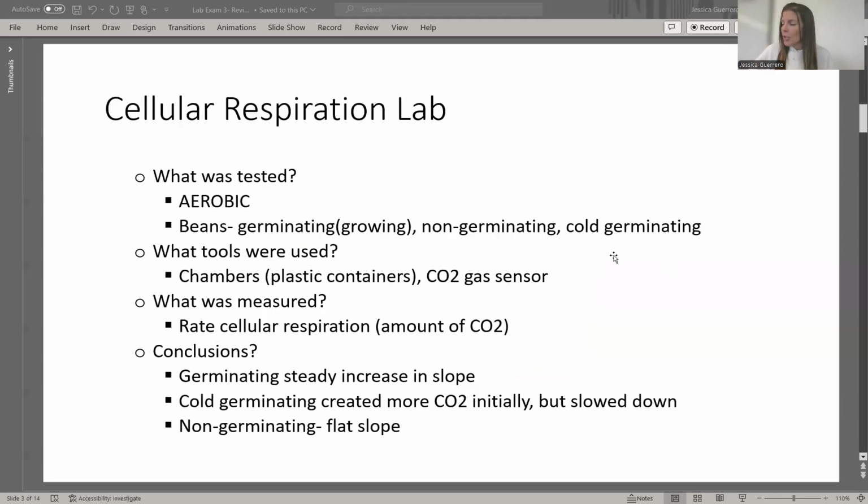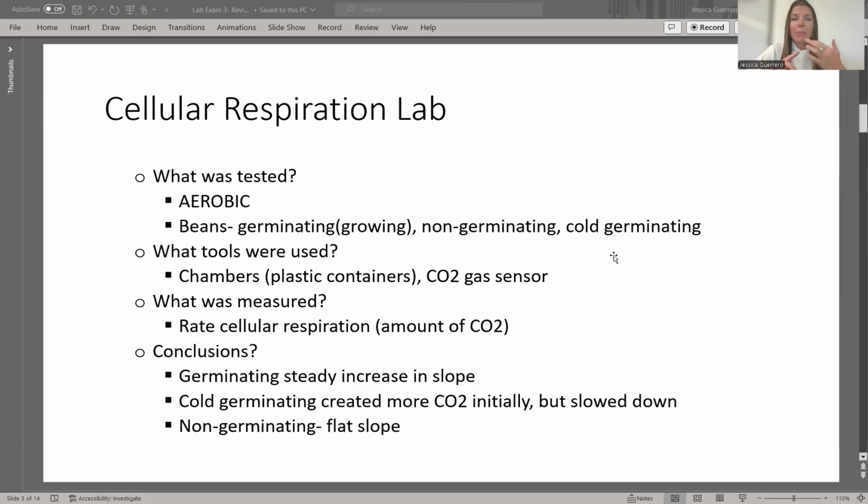In the cellular respiration lab, we actually had two of them. Half the class did one, half the class did the other. The first lab that half the class did was over aerobic respiration. Aerobic means that it has access to oxygen. So there's breathing, like there's nothing inhibiting oxygen flow. We tested three different types of beans. We tested dry beans that had nothing happening to them. We tested germinating beans, and germinating means to grow. So beans that were growing.